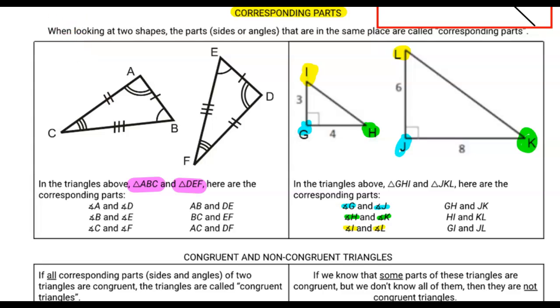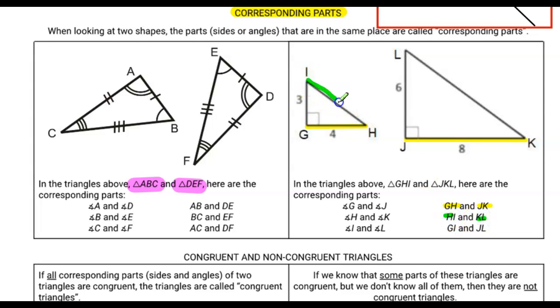Now let's take a look at the corresponding sides. This first part says that GH and JK are corresponding, so here's GH and here's JK. Notice they're both on the bottom of the triangle. They don't always have to be on the same side of the triangle, as we saw before. You can also see that they're not the same measurement, but they are in the same corresponding place in the shape. It's touching the right angle and it's touching that smallest angle. Same thing here. So they're corresponding.